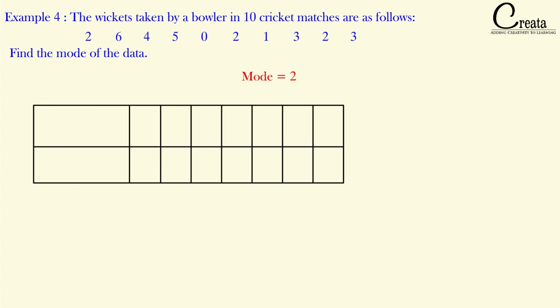Let's do so. Here 0 is repeating 1 time and 1 is repeating 1 time, 2 is repeating 3 times, 3 is repeating 2 times, 4 is repeating 1 time, 5 is repeating 1 time and 6 is repeating 1 time. Got it? What is the data in the first row? It is the number of wickets. And what is the data in the second row? It is the number of matches.